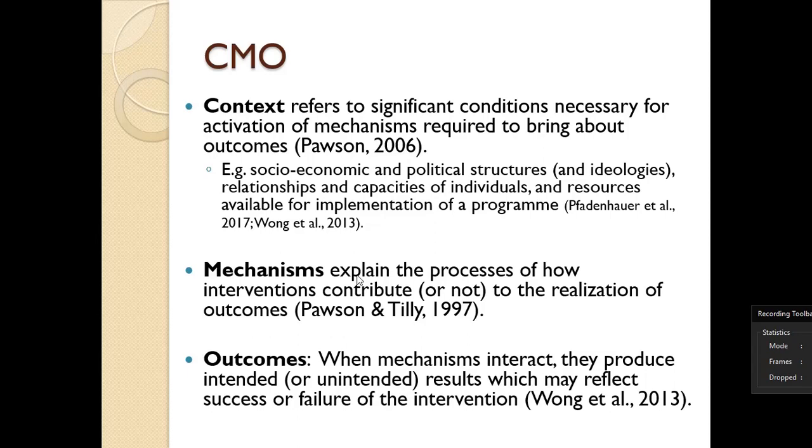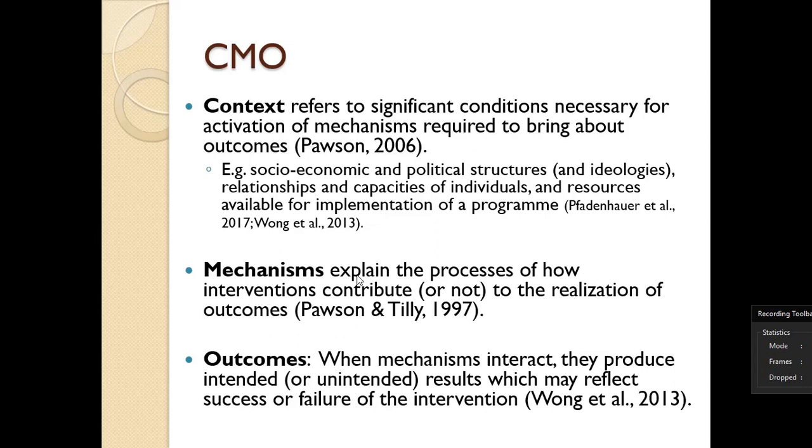Then mechanisms, they explain the process of how interventions contribute or do not contribute to realization of these outcomes. Okay, mechanism, for instance, on usage of contraceptives could be education or dissemination of information, because if you disseminate information among uneducated people, then they would understand the purpose of contraceptives and therefore they would use them. So the mechanism is that you have educated them or disseminated contraceptive use related information through sensitization.